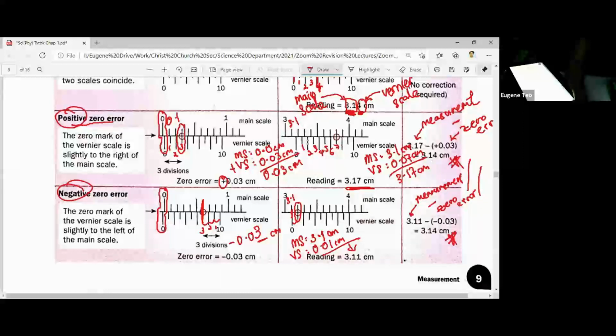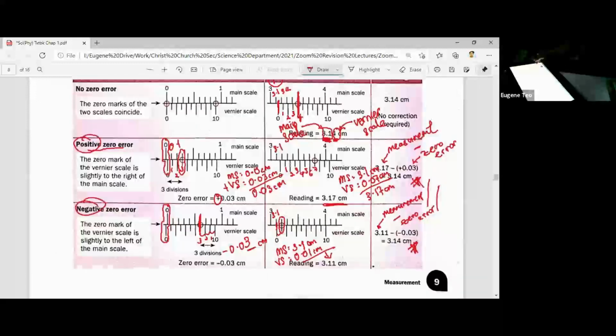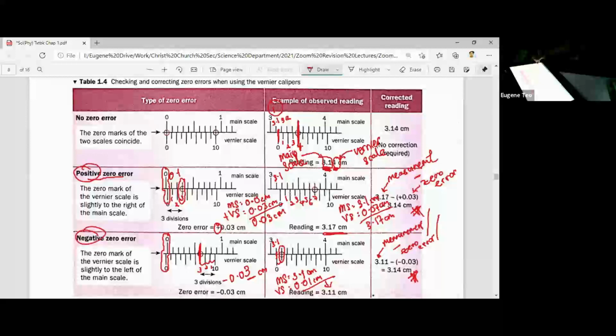Now, if you are not sure about whatever I'm talking about, you can go back and relook at this again after the session has ended, because I'm uploading this on YouTube. You can use this to recap a little bit more and then do some examples from your segment worksheets. Okay, so this is for the vernier caliper, and I included the positive and negative zero error.